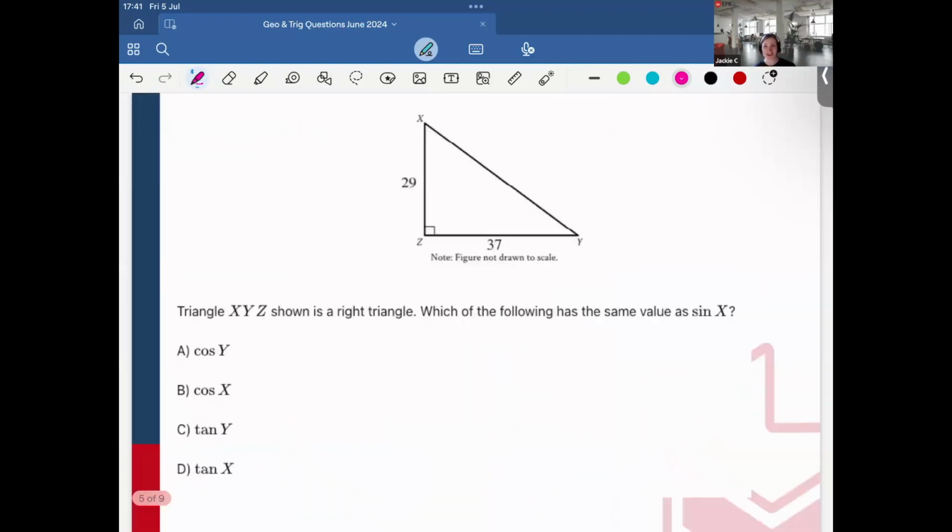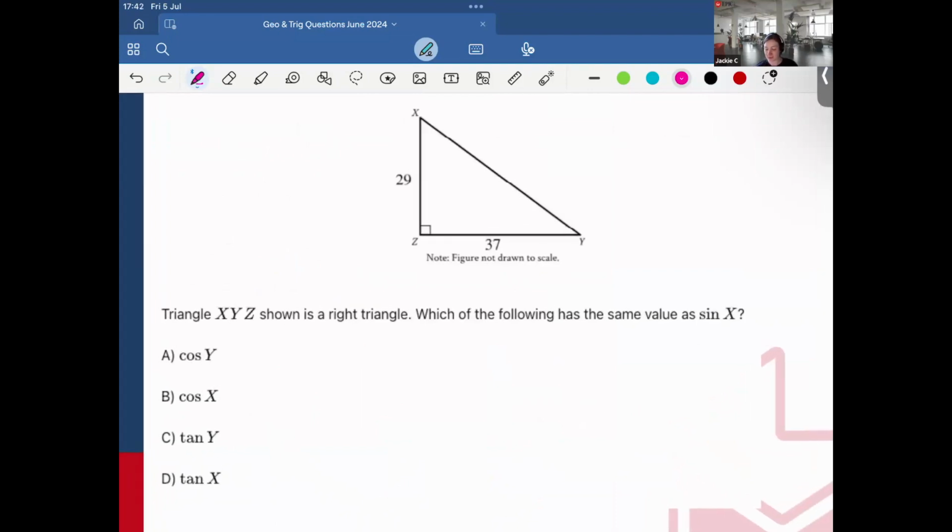Okay. Oh, look, up next we have trig. Okay, so here, triangle XYZ is shown as a right triangle. Which of the following has the same value as sine of x? Okay, so first you should know SOHCAHTOA. Okay, so looking at sine, that's opposite. I will just write this here for anyone new to trig. Opposite over hypotenuse.